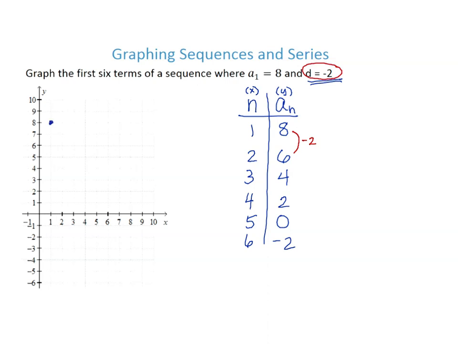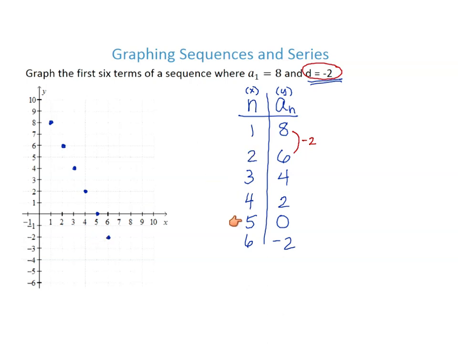And then 2, 6. So I'm going to go 2 right and 6 up. And then 3 right and 4 up. 4 right and 2 up. And you probably see a pattern developing in the points where you might not even need to look at the chart for the last few. What I noticed after the first 3 is that to get to my next point, I would just go down 2 and over 1, down 2 over 1, down 2 over 1, down 2 over 1, down 2 over 1.